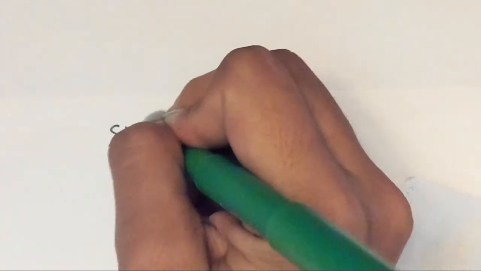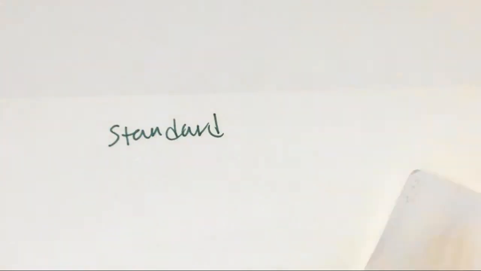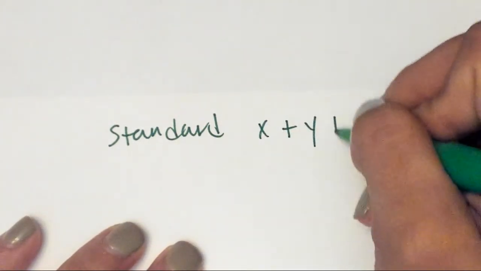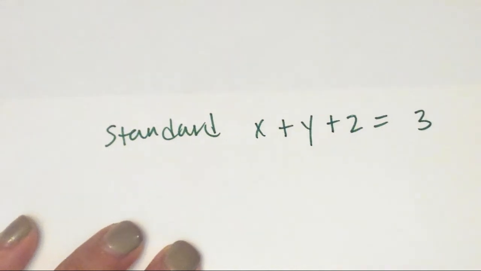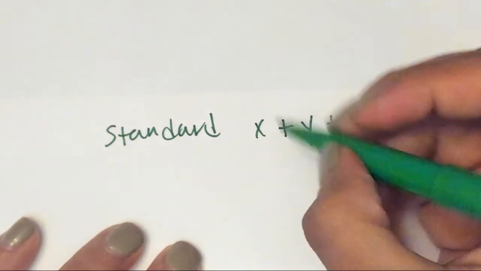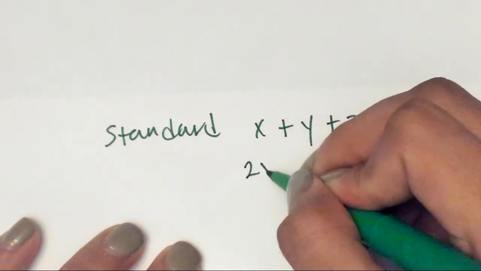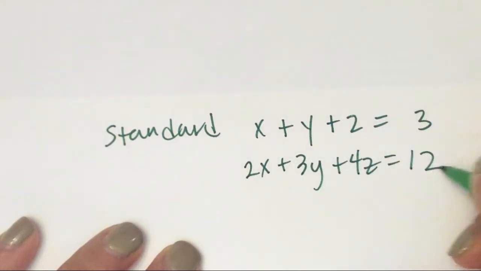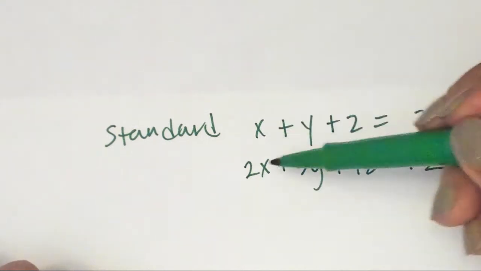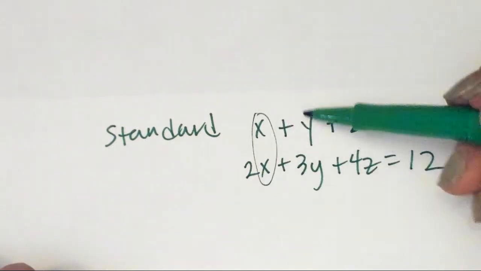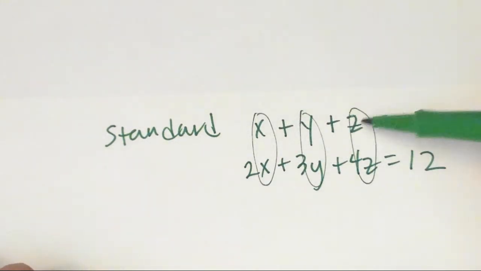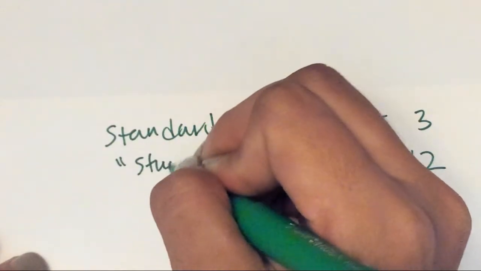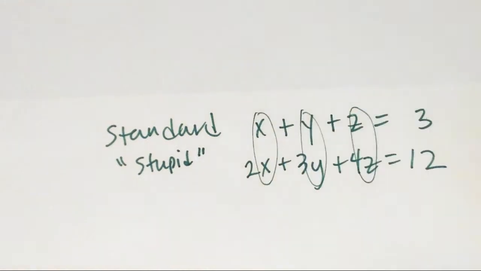Standard form is when all your x's, y's, and z's line up. So if you have something like x plus y plus z equals 3, a number, and then I had another equation where I had 2x plus 3y plus 4z equals 12. Now I'm just making these numbers up. This is in standard form because your x's line up, your y's line up, and your z's line up. I also call this stupid form as opposed to graphing form.